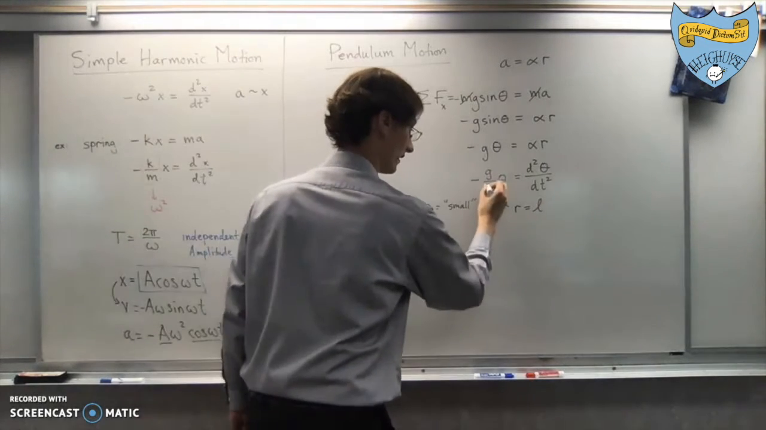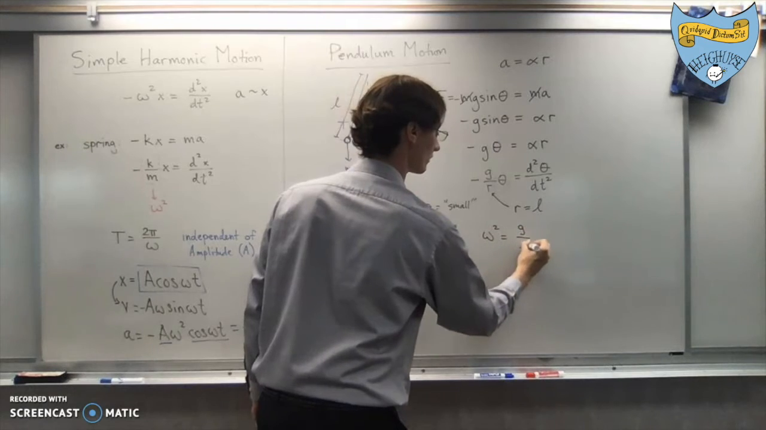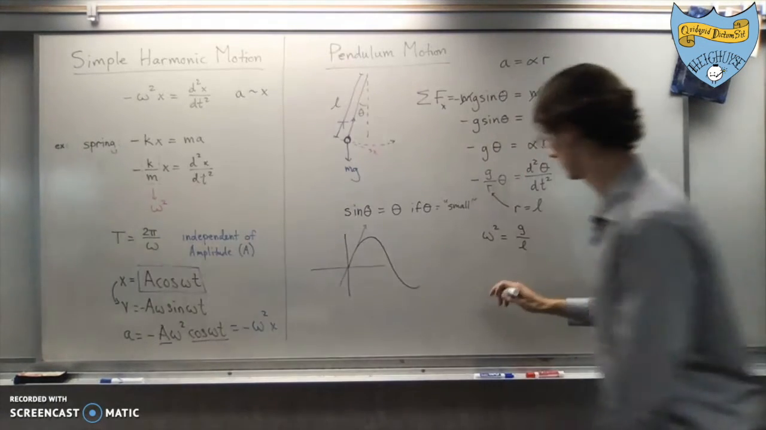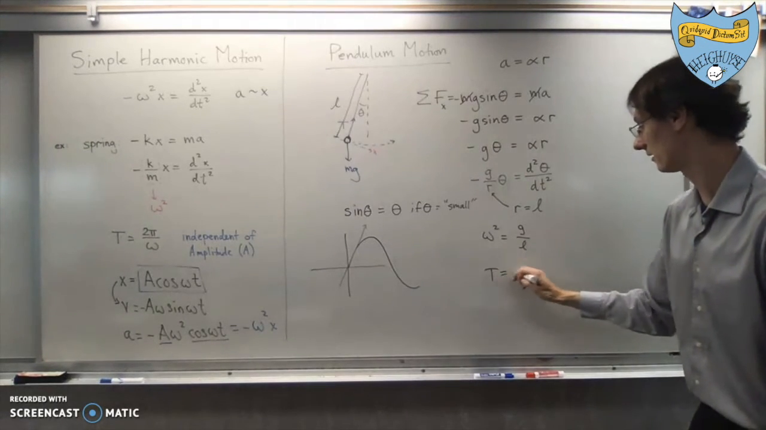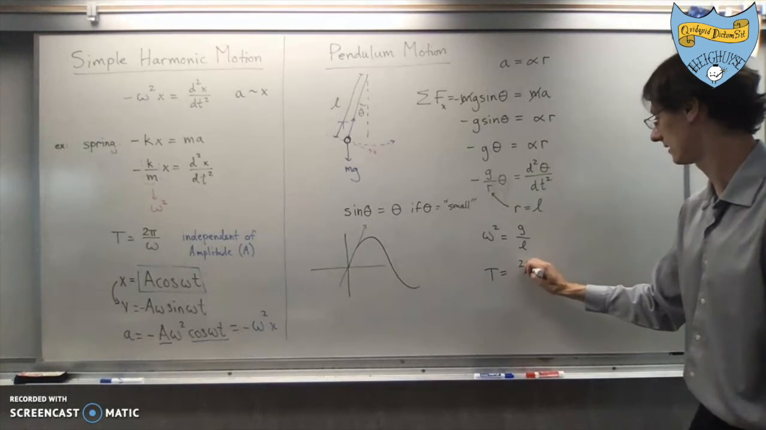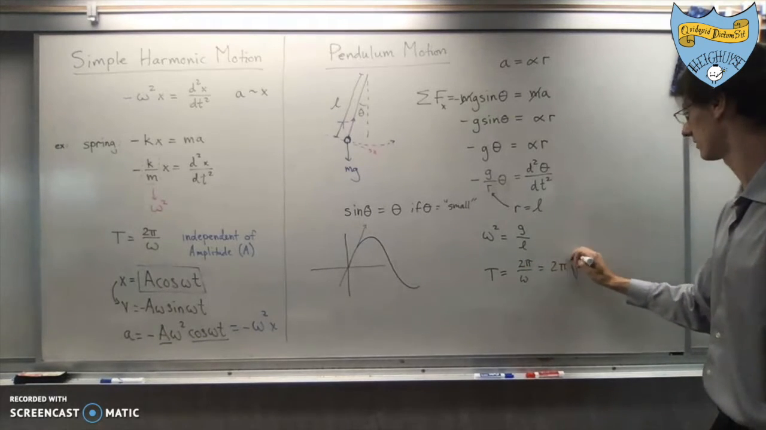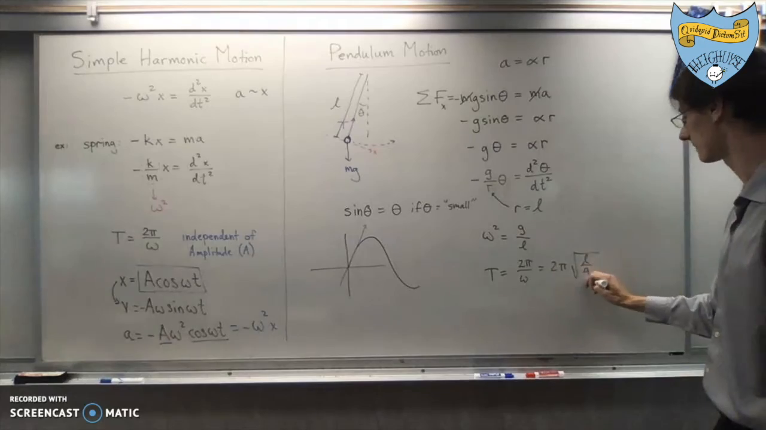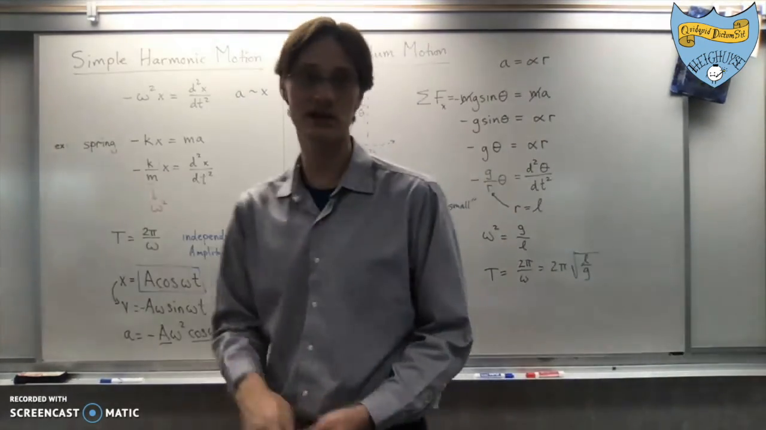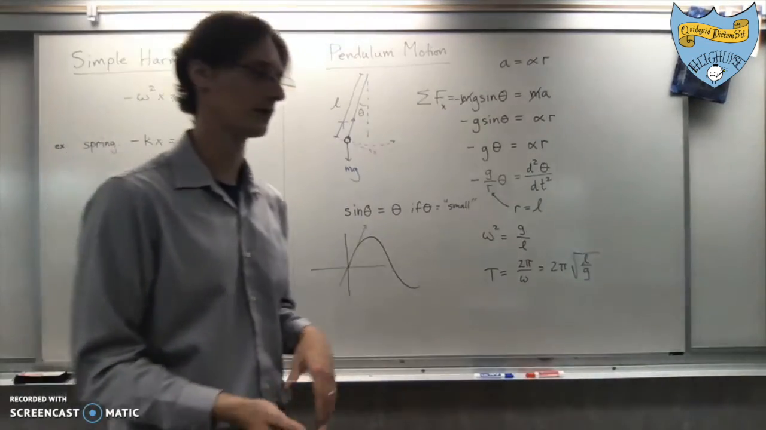Okay, now notice things that are conspicuously absent here. Oh, excuse me. This is omega, so omega squared is g over, call it L. So therefore, the period of your simple pendulum is 2 pi over omega, and therefore 2 pi times root L over g. So things that are conspicuously absent: the mass of the pendulum bob.